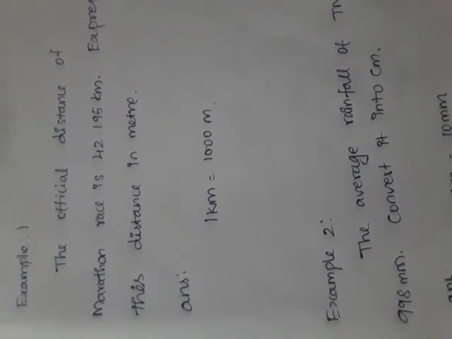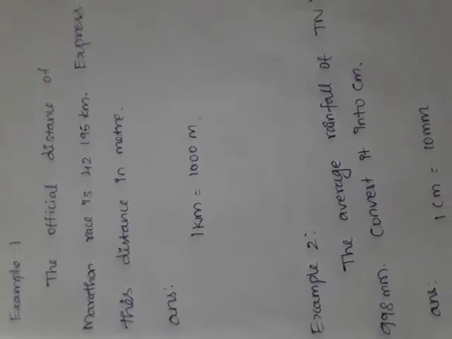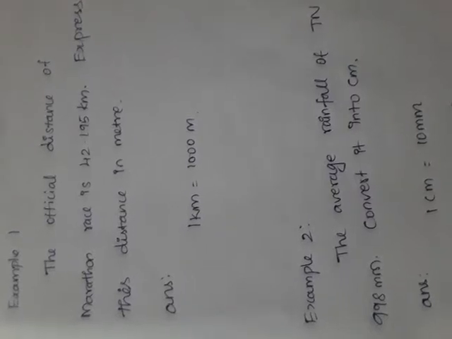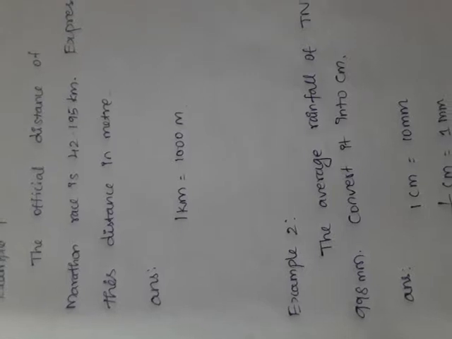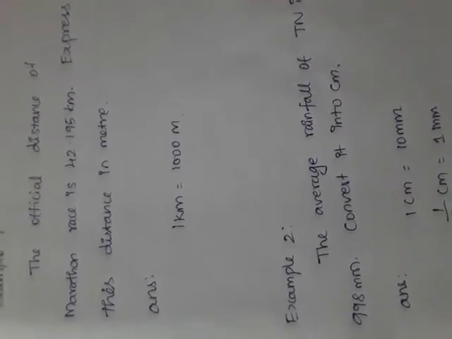Let's see the example of Unit 2. Example 1. The official distance of a marathon race is 42.195 kilometer. Express this distance in meter. Okay, so we know 1 kilometer is equal to 1000 meter.